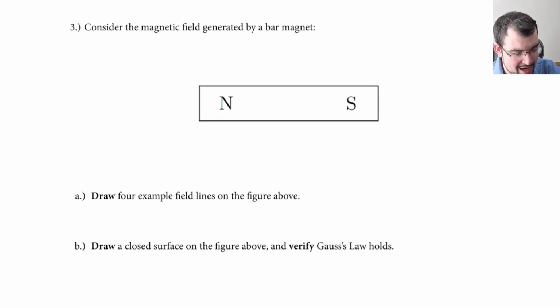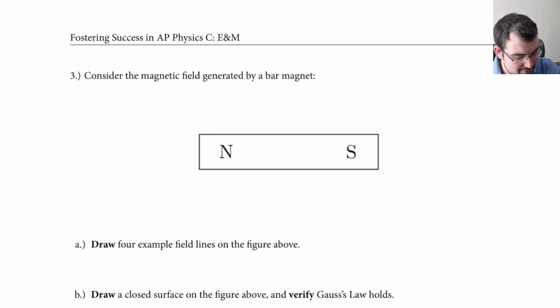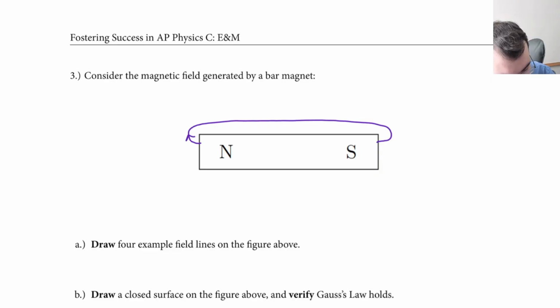So let's consider the magnetic field generated by a bar magnet. First we want to draw 4 example field lines on this figure outside the magnet. So this will take me a minute. This is one of my weakest areas. We always know I'm bad at artistry, but my weakest of the week is drawing magnetic field lines. So we are roughly going to say that north poles are sources of field lines and south poles are sinks.